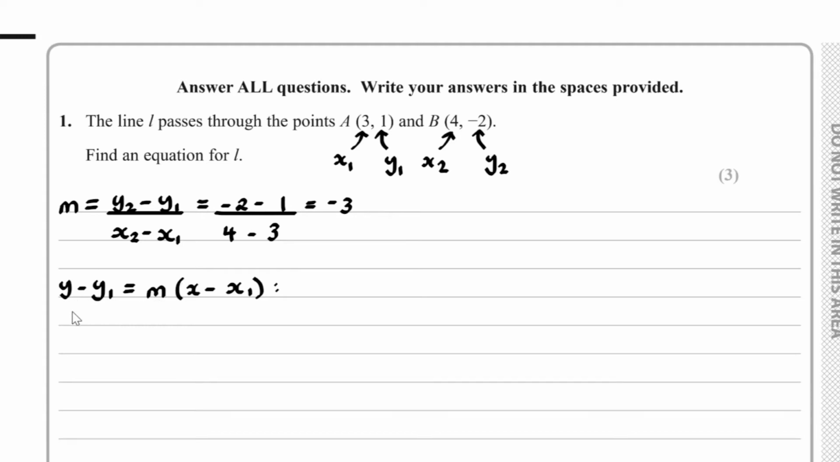We can now find out the equation of the straight line by using y minus y1 equals m lots of x minus x1. So we have y minus y1, which is 1. This is equal to m, which is -3, lots of x minus x1, which is 3. And if we rearrange and simplify, we can conclude that the equation for the line L would be y equals -3x plus 10.